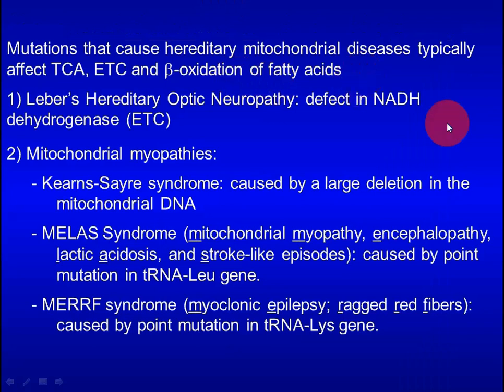For example, Leber's hereditary optic neuropathy is caused by defects in NADH dehydrogenase. This is directly linked to the electron transport chain. Second example is mitochondrial myopathies. Here we will use MERRF syndrome as an example. MERRF stands for myoclonic epilepsy with ragged red fibers. It is caused by a point mutation in the lysine tRNA gene. Mutation in this gene is indirectly linked to the electron transport chain.